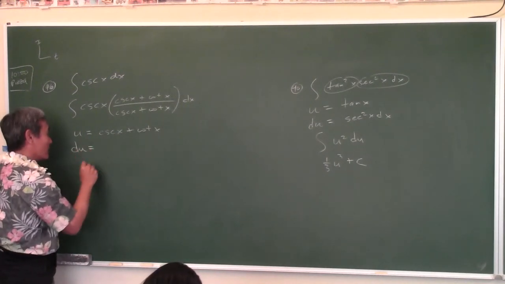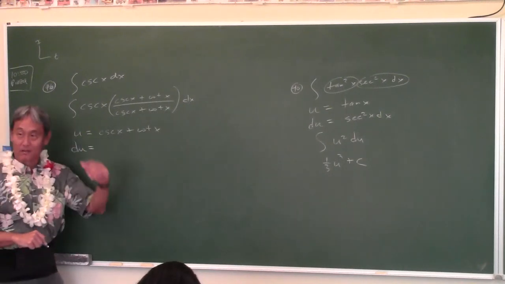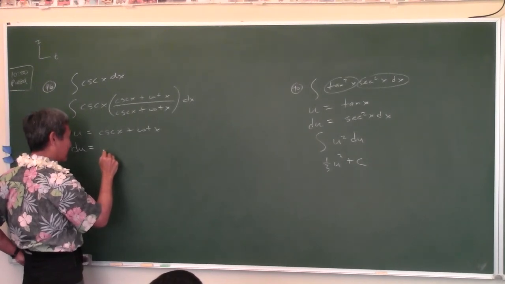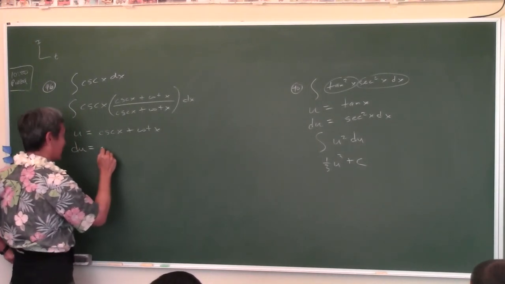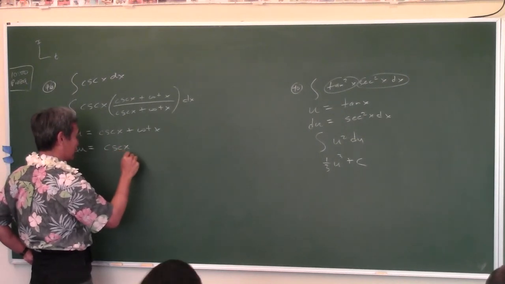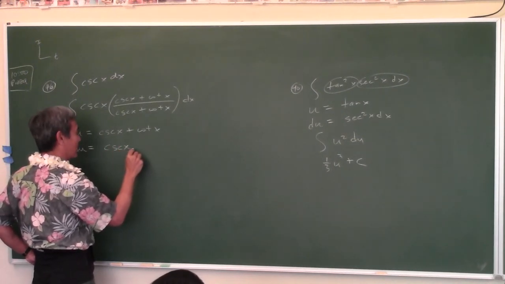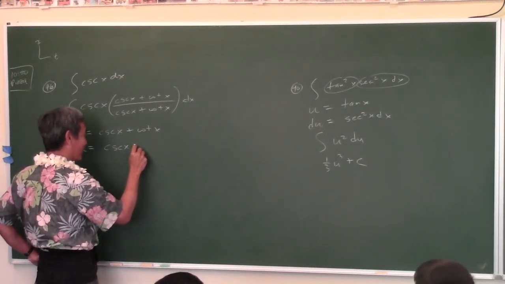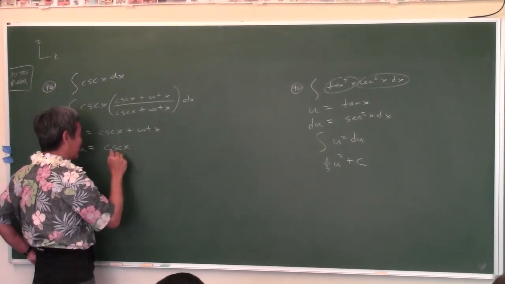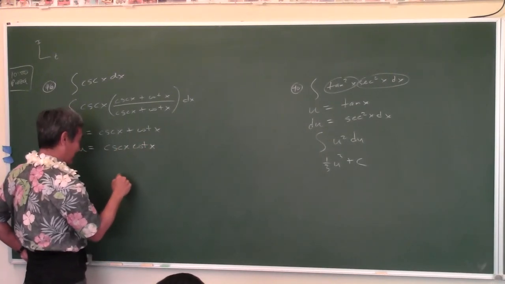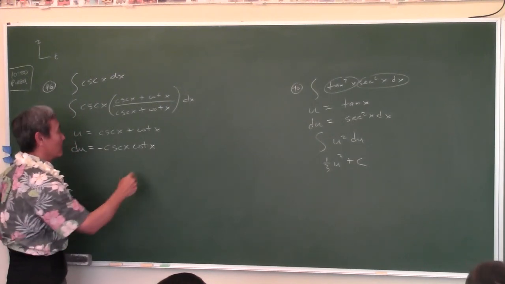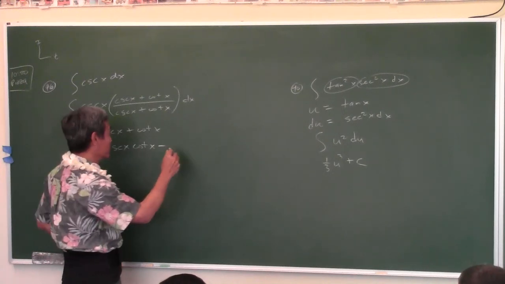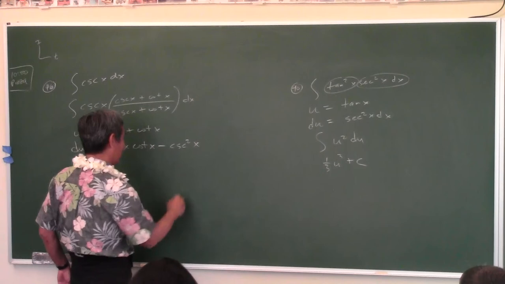Okay, du equals, what? It equals cosecant x tangent x plus, divided by cotangent, minus cosecant squared x. It's cosecant squared x.